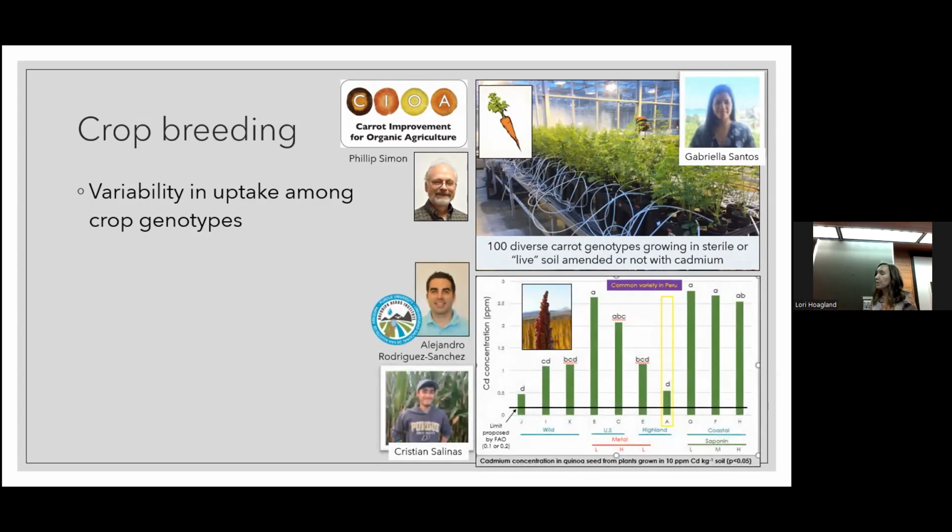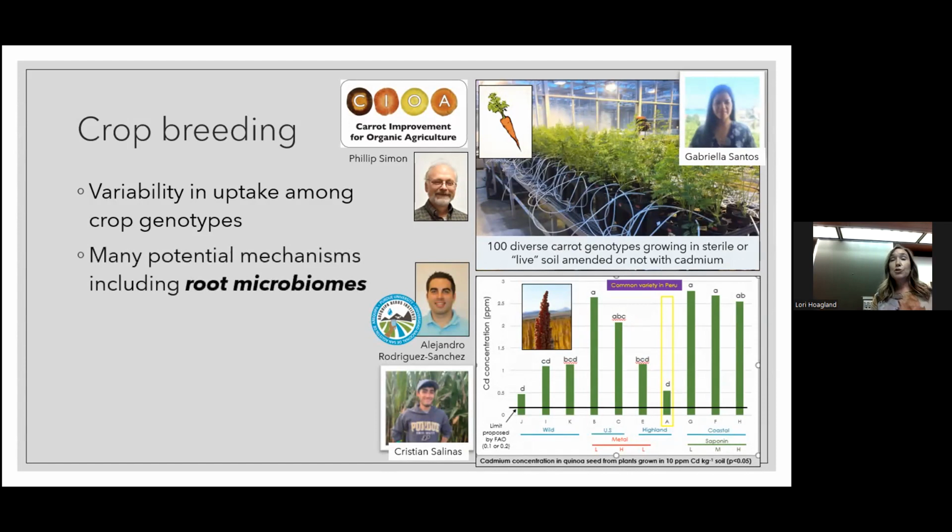Similarly, in our work in South America and Peru, we've done similar trials in quinoa, demonstrating that different quinoa genotypes, based on where they were developed, vary in their heavy metal uptake. So the next step in breeding for this is to understand the mechanisms responsible for these differences in heavy metal uptake. We know there's a lot, including interaction with root microbiomes, that we're looking into.